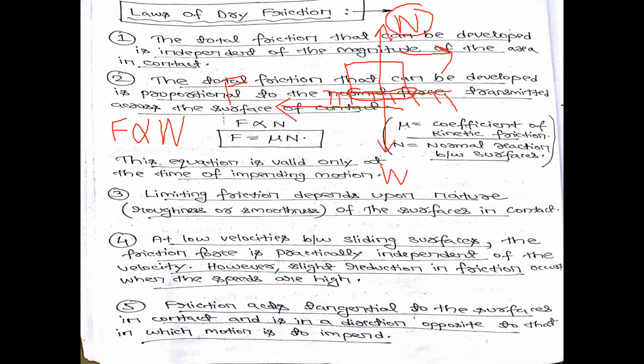Now if you want to replace this proportionality sign by an equality sign, you have to insert a constant, and that constant is mu. Finally your equation becomes F equals mu into N. Mu is a constant of proportionality and it is known as the coefficient of friction. This is the second law.